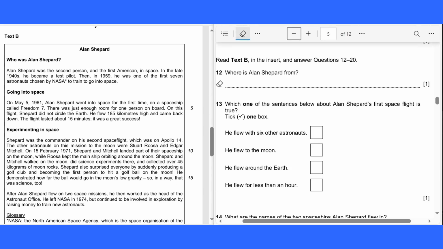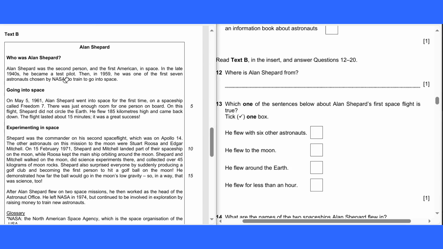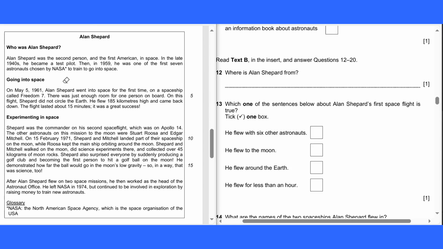So now we are in question 12. Where is Alan Shepard from? So you get 1 minute to read all these inserts for text B. Okay, 1 minute. Let's start the timer now.